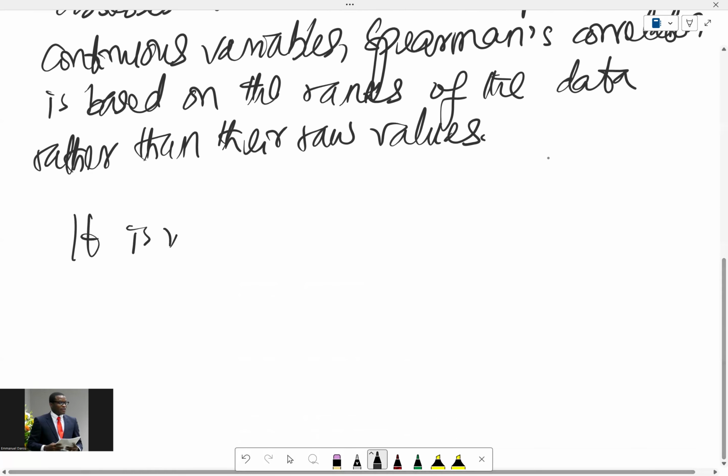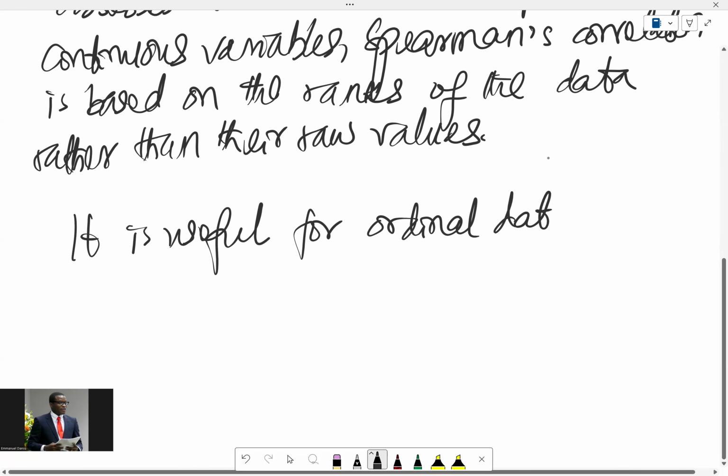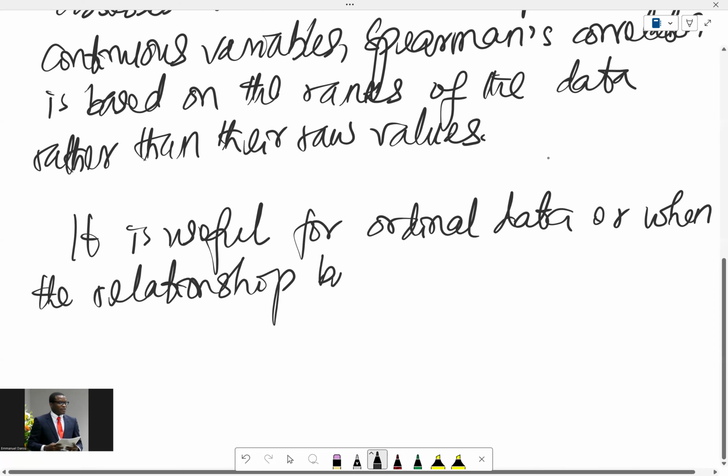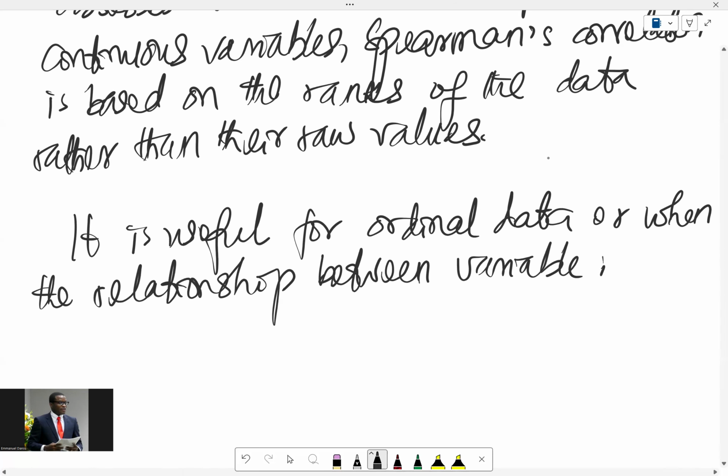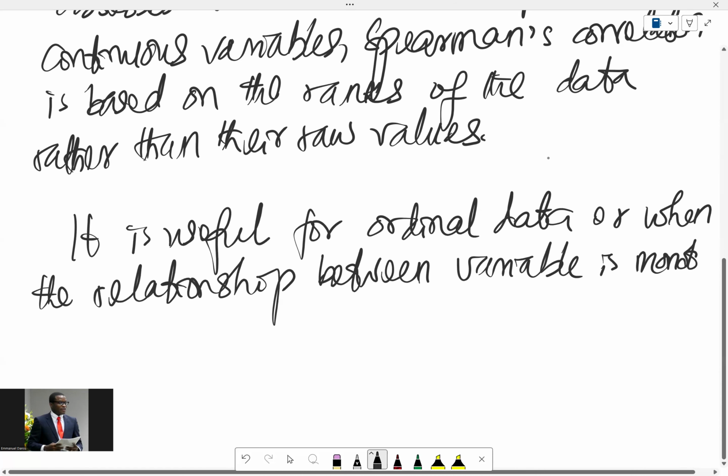So it is useful for ordinal data. So in case you have ordinal data, you should think of Spearman's rank correlation. It is useful for ordinal data or when the relationship between variables is monotonic but not necessarily linear.